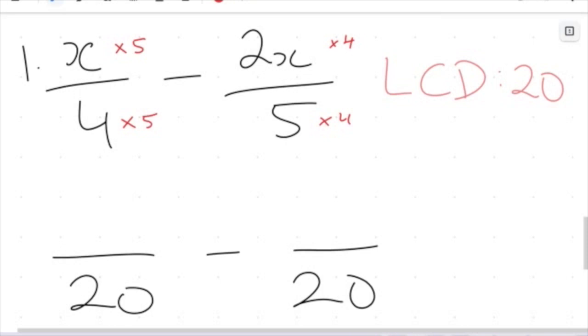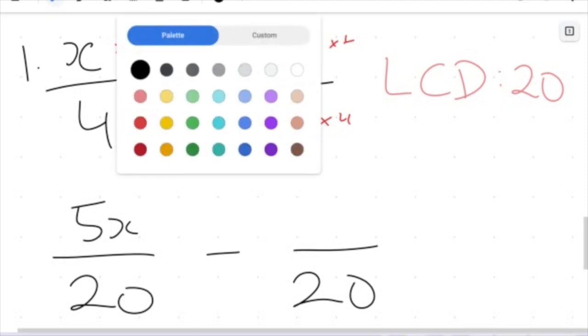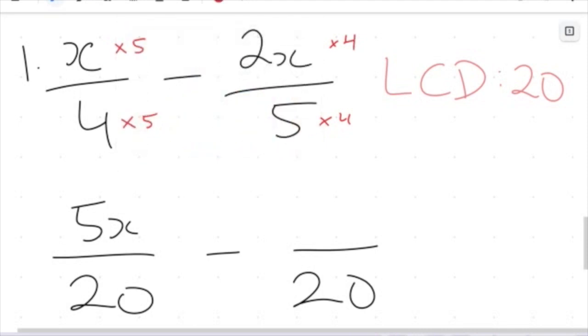So I have my denominator of 20. Now all I need to do is compute the numerators. So x times 5 gives me 5x. 2x times 4 gives me 8x.